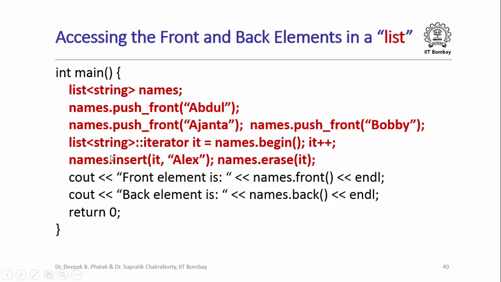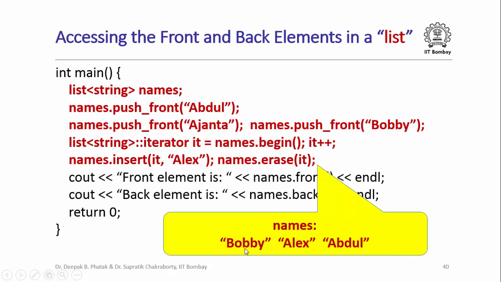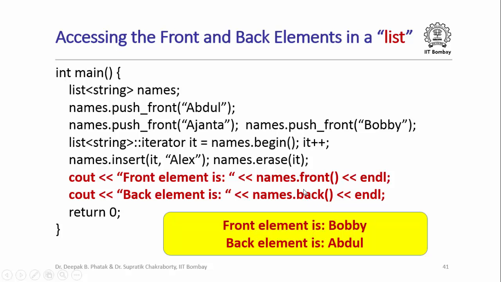So for example, here in the part of the code highlighted in brown, I have created the list with Bobby at front, then Ajanta and Abdul at back. Then we have seen that the next part of the code basically inserts Alex between Bobby and Ajanta, and finally this erase IT erases Ajanta. So we basically have the list Bobby, Alex, Abdul. And now in this list, if I say, please give me the front element, please give me the back element, I will get Bobby and Abdul. So that's what I get when I try to print these out. The front element is Bobby and the back element is Abdul.